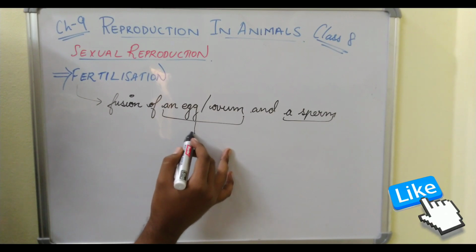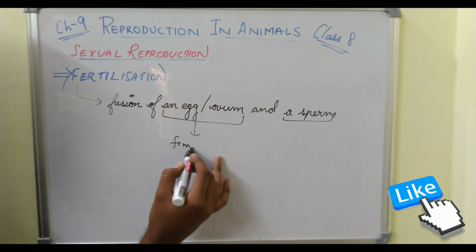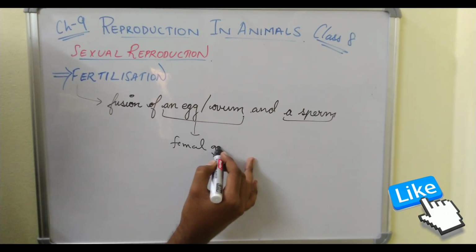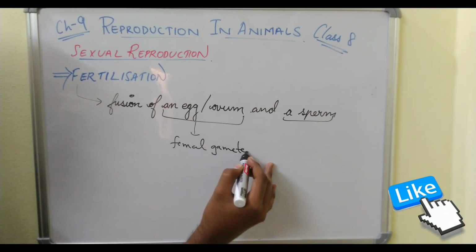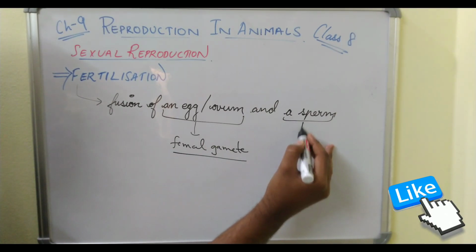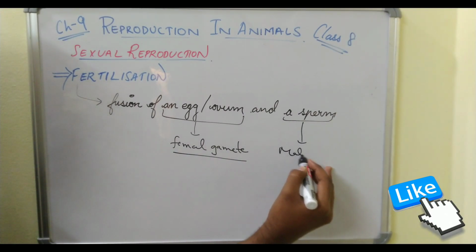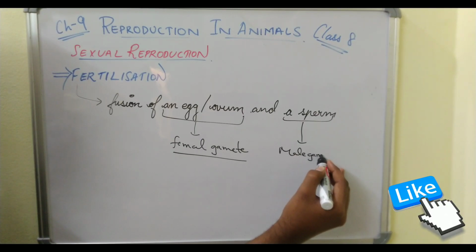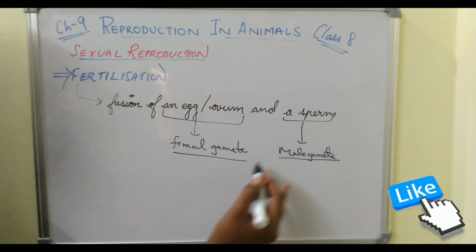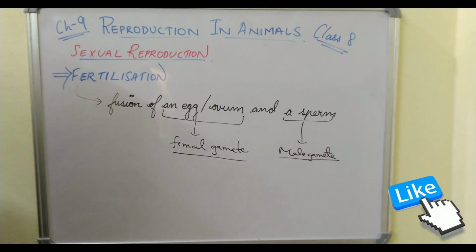So egg is nothing but the female gamete. In other words, the fusion of the female gamete and the sperm, which is the male gamete, results in the process called fertilization. That is another definition we can say.